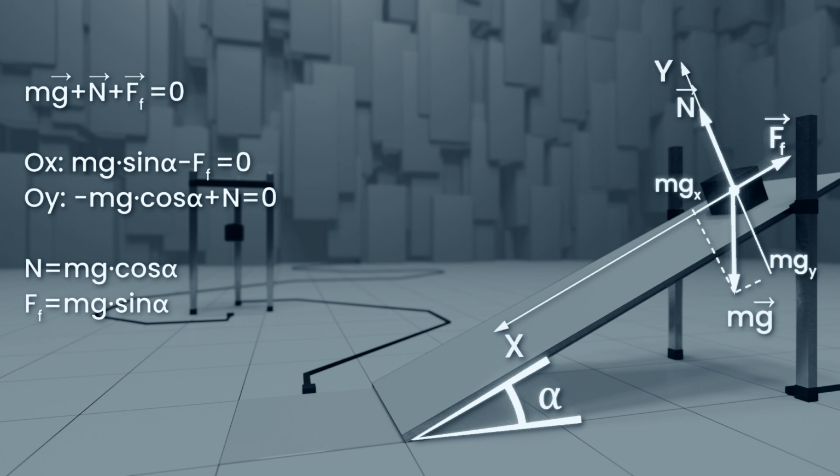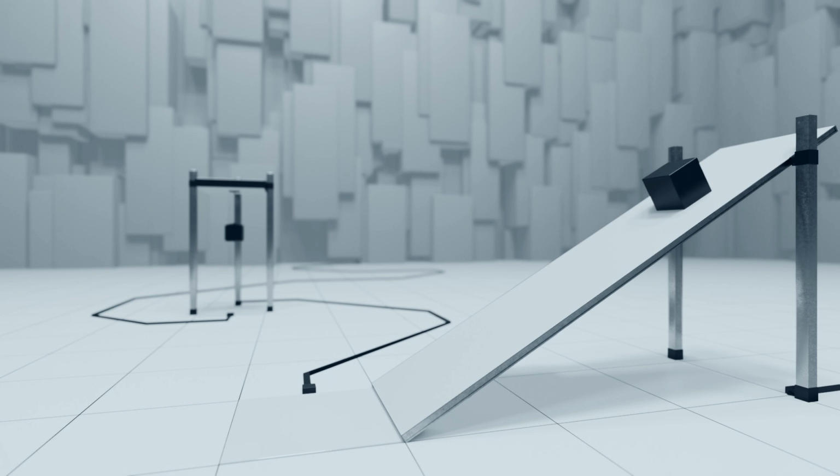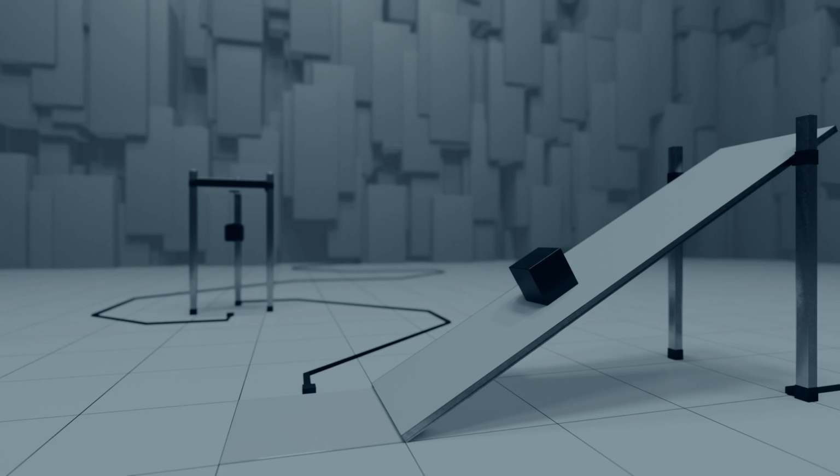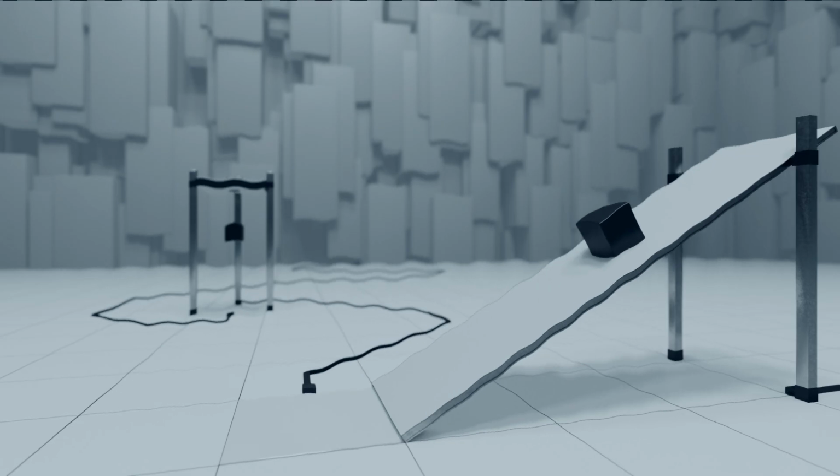At a certain critical angle, the block starts sliding. At this point, the friction force reaches its maximum possible value. Thus, by measuring the angle at which the block just begins to slide, we can determine the coefficient of friction between the block and the surface. Now let's consider what happens if we increase the angle further, causing the block to slide down with acceleration.